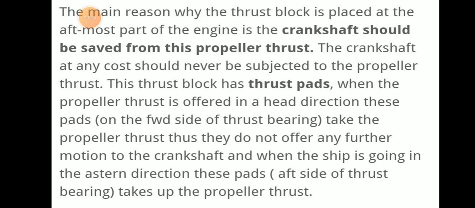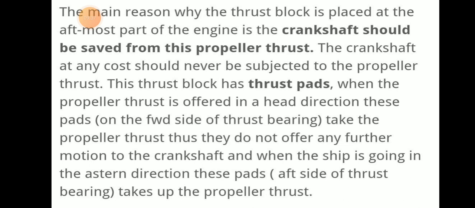When the ship is going in the astern direction, the pads on the after side of the thrust bearing take up the propeller thrust. So, the main reason the thrust block is placed at the aftermost part of the main engine is to protect the crankshaft from the propeller thrust. The crankshaft at any cost should be saved from the propeller thrust, because it should never be subjected to it.